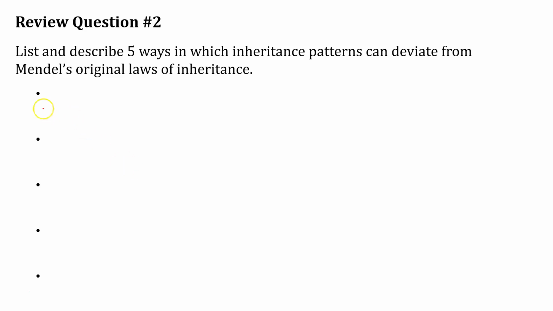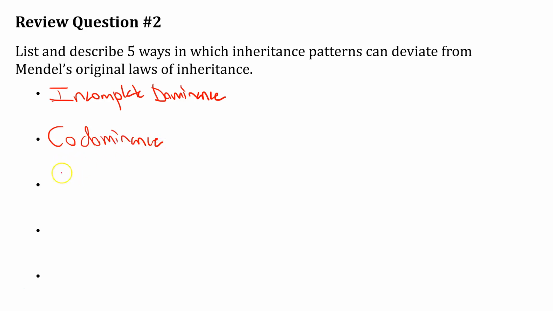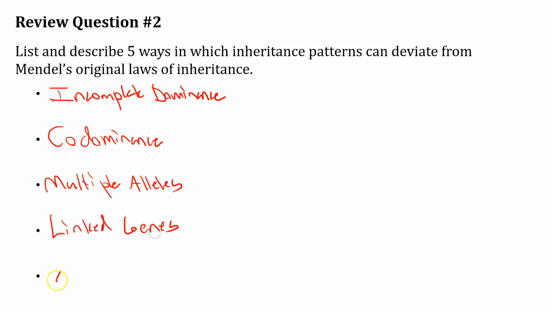All right, here are the answers. See if you can just list them. The first was incomplete dominance we talked about. Then we talked about this thing called codominance. And then we also talked about multiple alleles. We talked about linked genes. We also talked about X-linked traits. Okay, and a quick description of these.